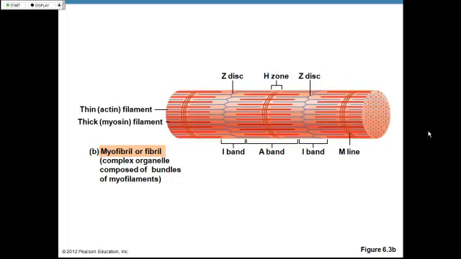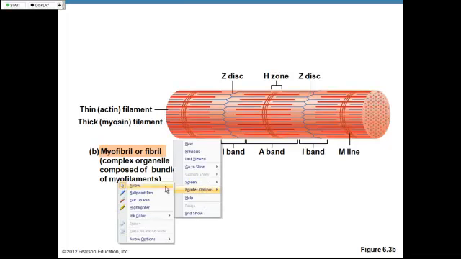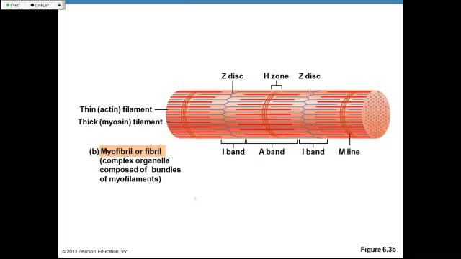So I'm going to change to a white screen, and in a flow diagram, I'm going to change to a felt pen, and let's organize everything. We start out with a whole muscle.